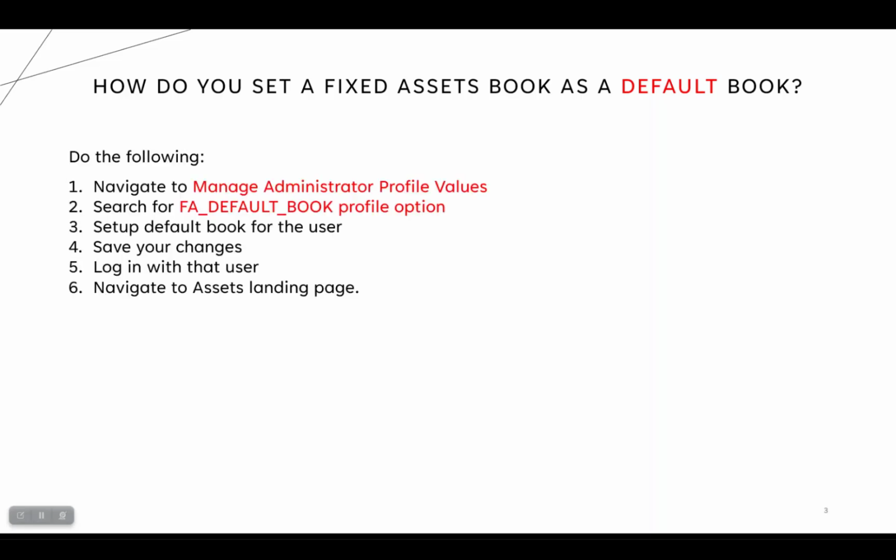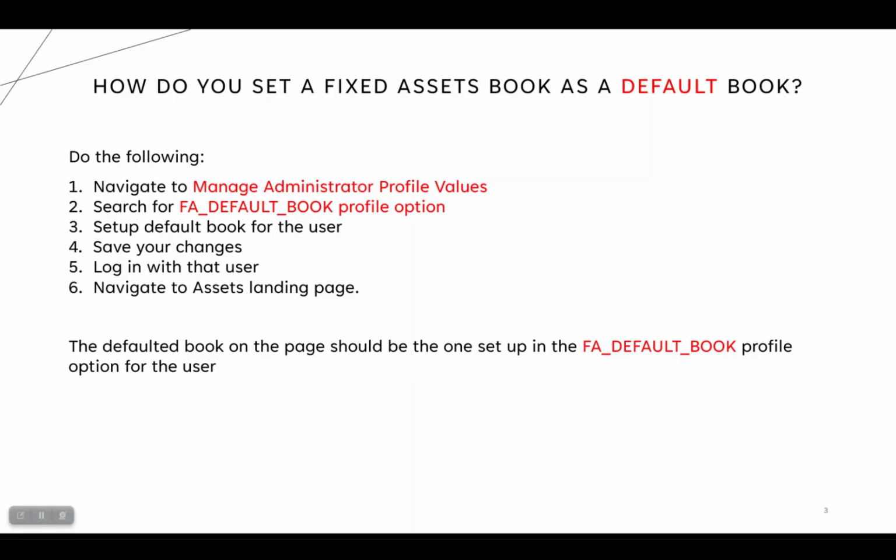Again, there is a profile option. Through Manage Administrator Profile Values, search for the FA_DEFAULT_BOOK profile option and set up the default book for the users. Save, log in with those users, and navigate again to the Assets landing page. Once you log in one more time, you will find that the asset book is displayed as the default book at user level. The default book on the page should be the one set up in the FA default book profile value.